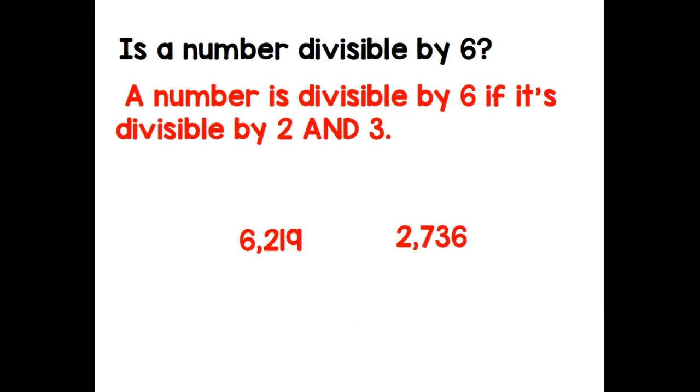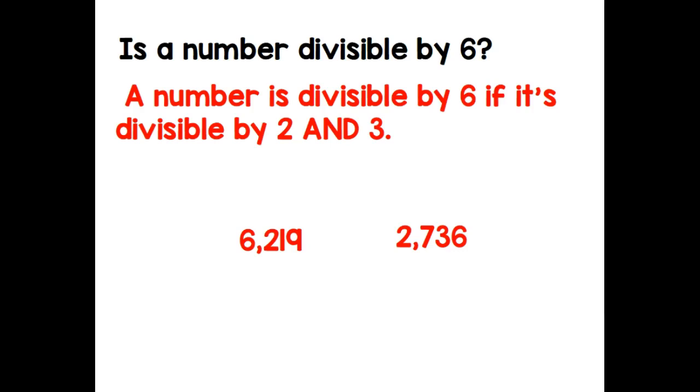Alright, the rule for 6 is pretty straightforward too. A number is divisible by 6 if it's divisible by 2 and 3. Now notice I said it has to be divisible by 2, so that automatically eliminates every odd number. If it isn't even, it can't be divided by 6.